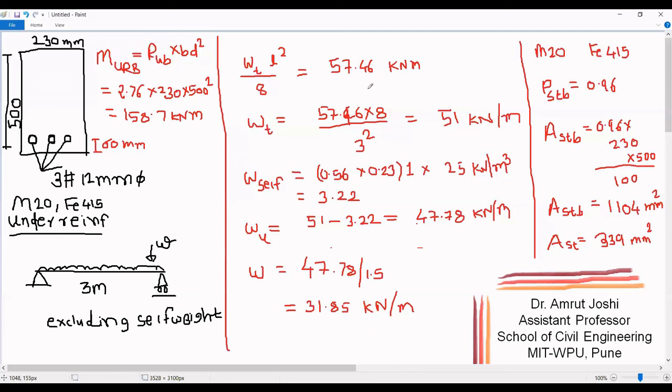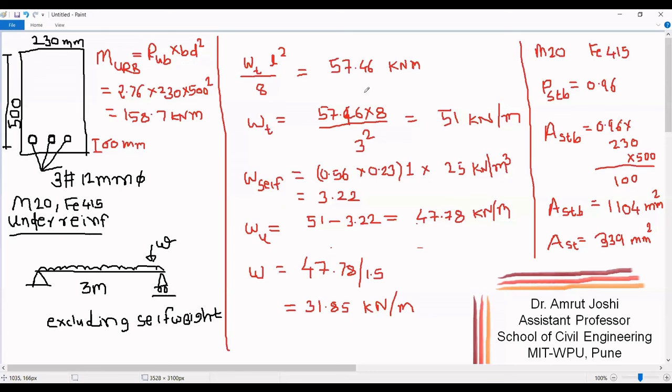It is 57.46. So the third observation, moment of resistance of under reinforced section will be less than moment of resistance of a balanced section with same dimensions, same grade of steel and same grade of concrete.